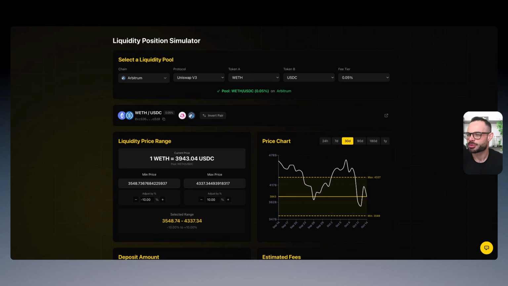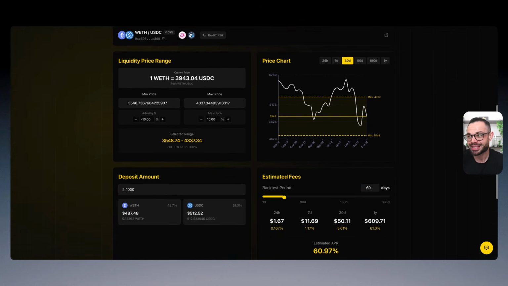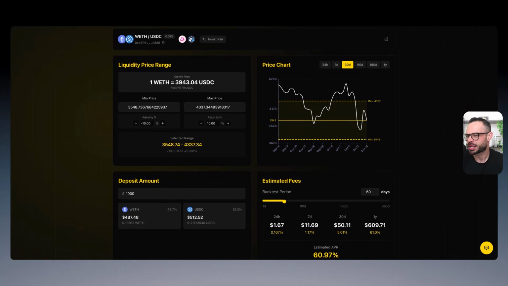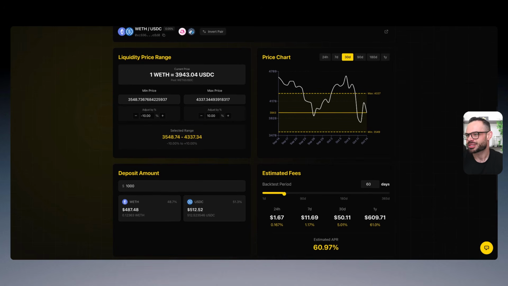Hopefully you can take some learnings away from this video. You can start putting the liquidity position simulator to the test yourself and start understanding and getting an estimate of how much yield you can be generating from providing liquidity to different trading pairs across different dexes, networks, and fee tiers.